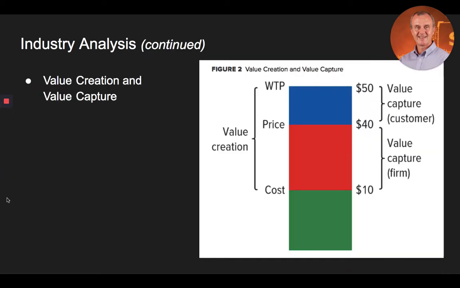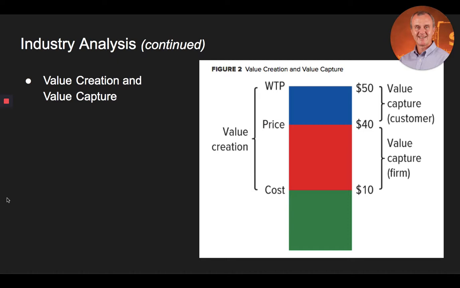When we think about the forces in industries that affect firms' profits and how firms compete against each other, we need to first consider the important distinction between value creation and value capture. These concepts are shown to you graphically in Figure 2 taken from your text, which you can see on screen now. Value creation is the difference between a customer's buyer value or their willingness to pay and the firm's cost in offering a product or service.